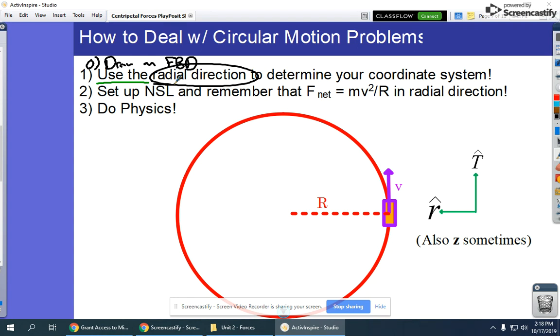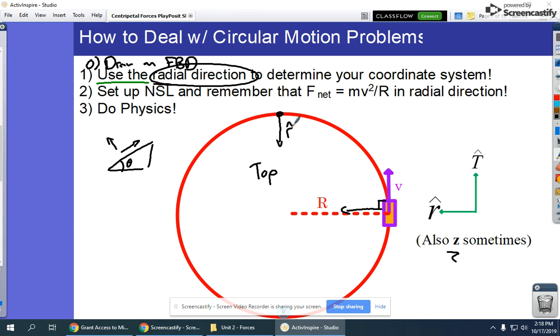So for this example, if this is a top view of a car going around a track, we've got to pick the radial direction. We've got to pick an inward direction. And then we need something orthogonal to that. In this case, maybe we'll pick the tangential direction, along the circle, maybe we'll pick z, straight up and down sometimes. And what's unique about this coordinate system that we haven't seen before is that it's not static. We're used to x and y always being x and y, even parallel to the ramp and perpendicular to the ramp for some inclined plane. Those don't change.